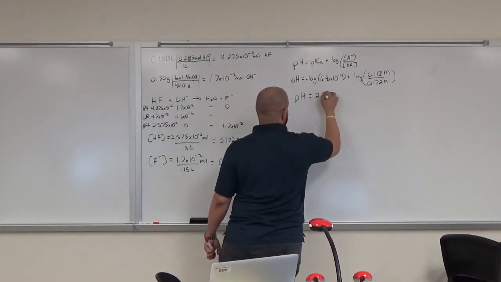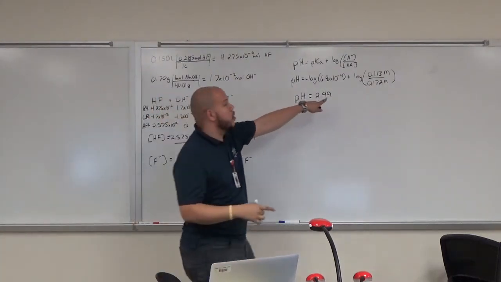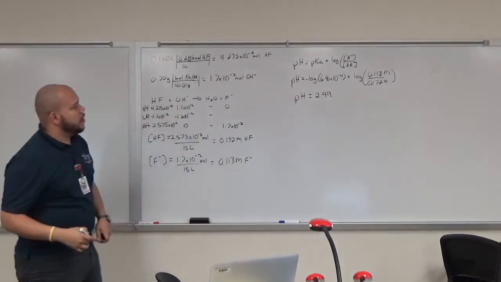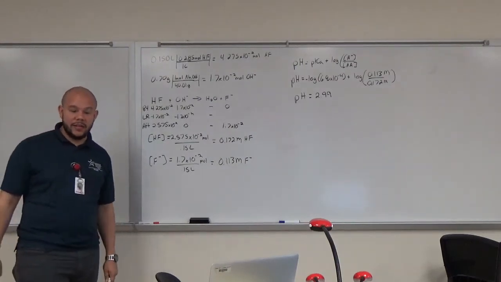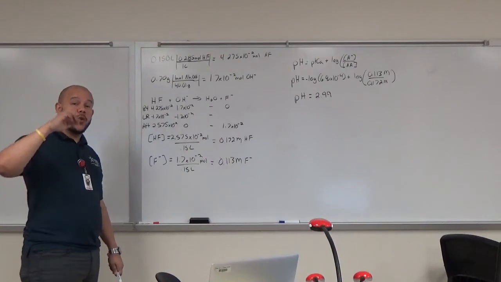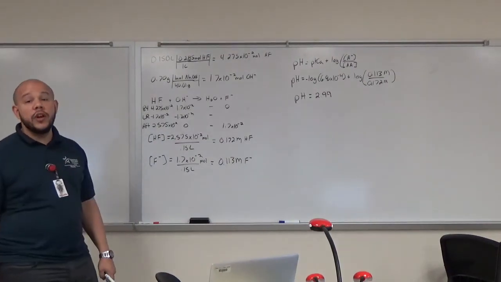So also an acidic pH. Notice that these two values are fairly close to one another, 0.113 and 0.172. So we should expect this to be an acidic buffer because we're using a weak acid. So this is the second way in which to create a buffer using two different methods.